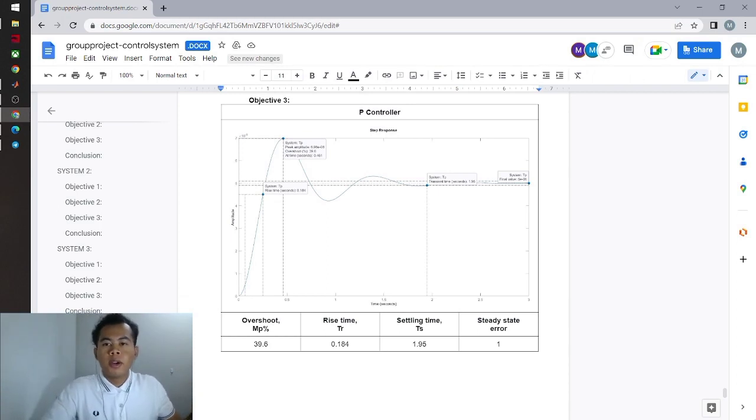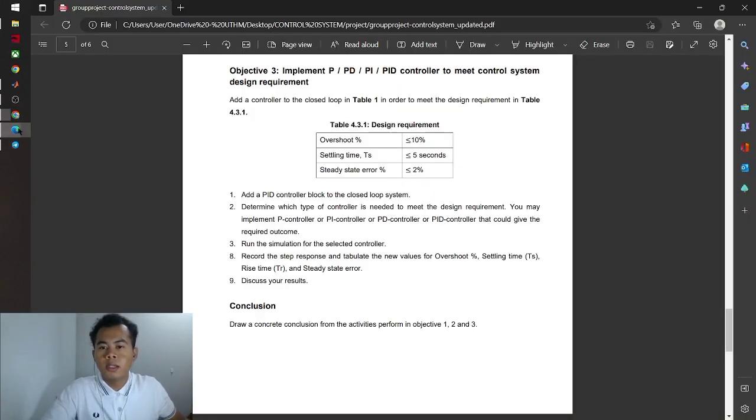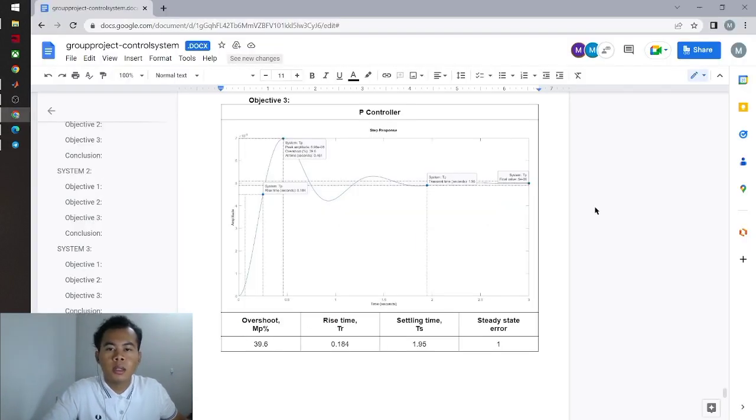Okay, going to objective 3. This is to implement the P, PD, PI or PID controller to meet the control system design requirement. With objective 3, we must stabilize the system using the controller. The first one is the P controller. We can get the overshoot of 39.6, rise time 0.184, settling time 1.95, and steady state error is 1.